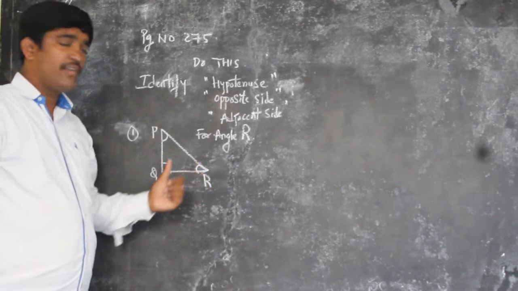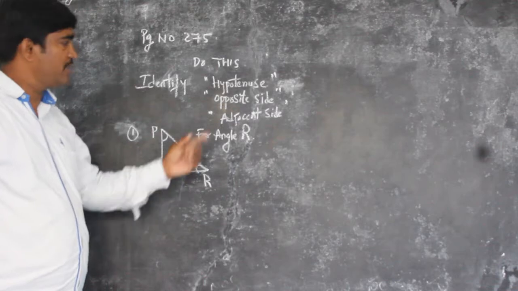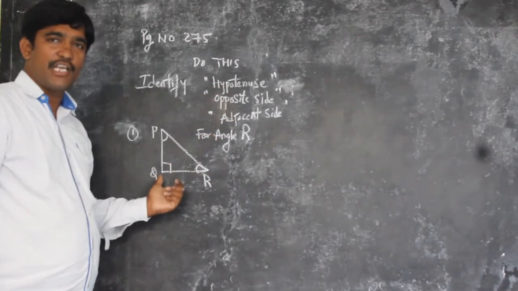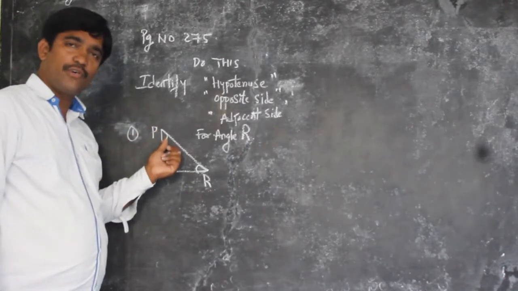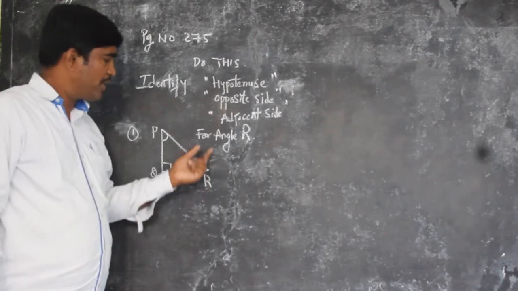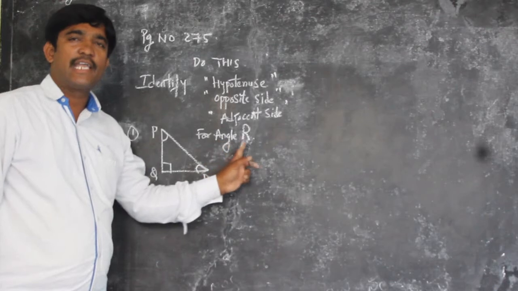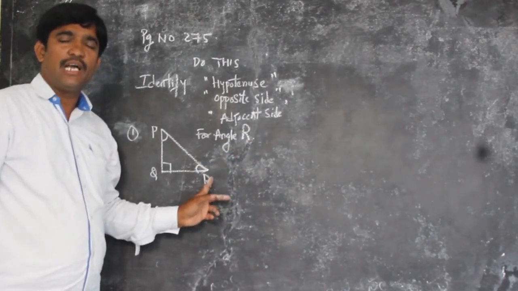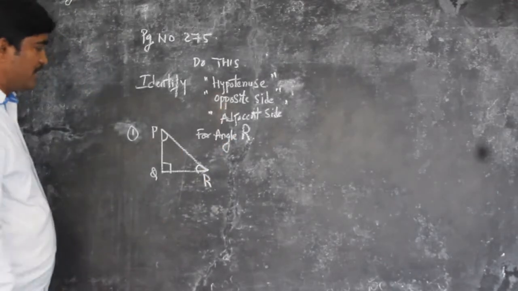What we have to find out here are the names of the sides, the hypotenuse, opposite and adjacent, for this triangle. There are possibilities of two questions. He may ask the question for P or for R. Now look at the question given for angle R. Here it is clearly asked about angle R. So I should consider only the adjacent, hypotenuse and opposite sides for angle R.